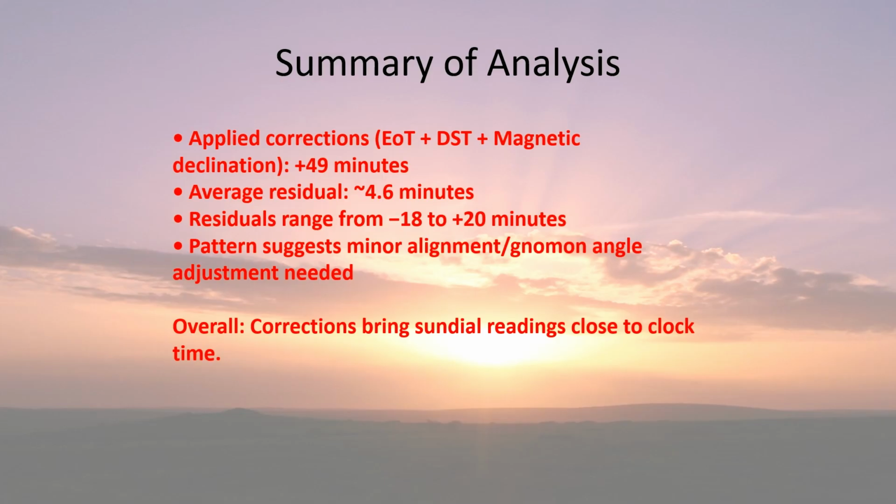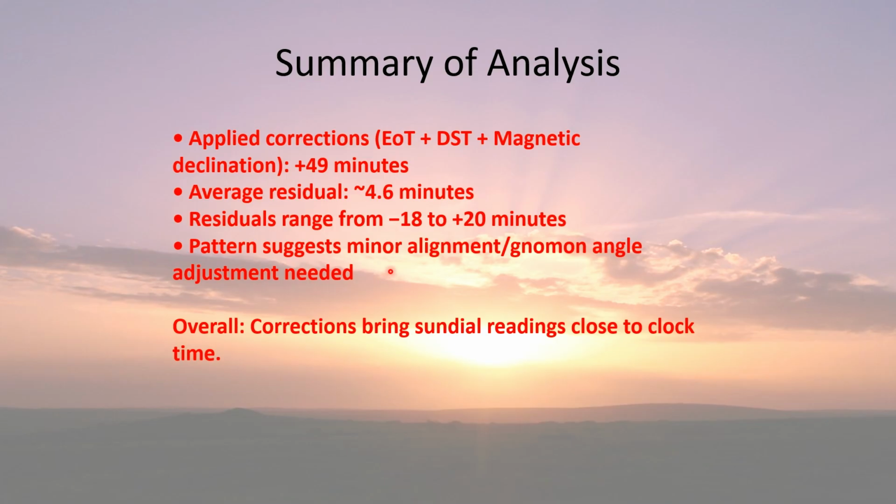Now, once I applied this correction for the end of day, the daylight savings time, the magnetic declination, I had to add 49 minutes to my solar measurements. And if you take the average of all those errors, less than 5 minutes. So if I was on an island and I didn't have a watch or a clock, if I could get plus or minus 5 minutes, that wouldn't be too bad. The residuals range from minus 18 minutes to plus 20 minutes.